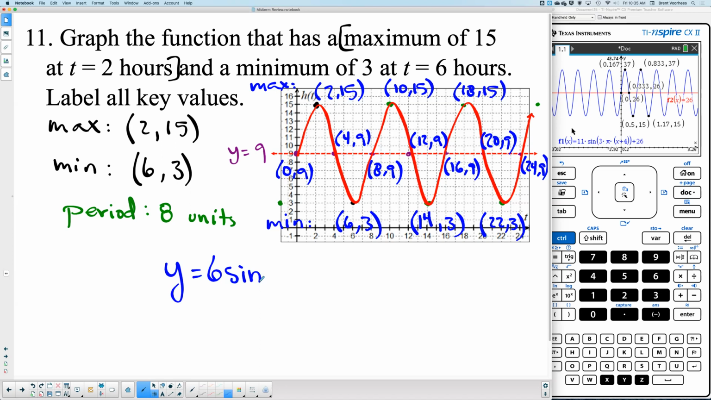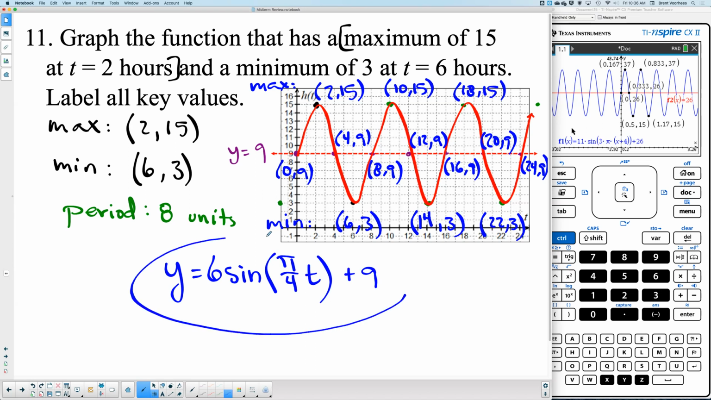Do we have a shift? Left to right, I should say. Pi over 4. Do they use letter T here? They do, starting right at X. Let me change that to a T. There's no C because he starts at his midline. The Y intercept is the midline, so it's a sine without a phase shift. What about our D? Plus 9. There's your equation if you needed it. Believe that's it.